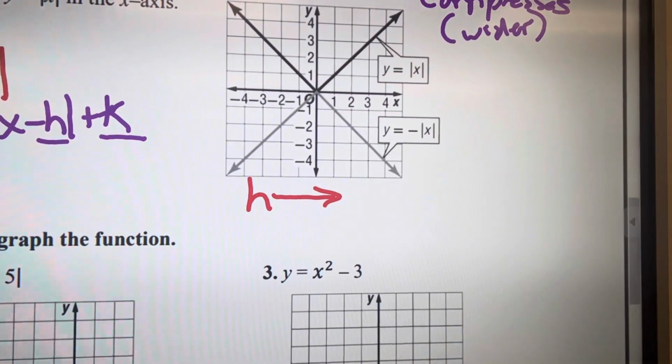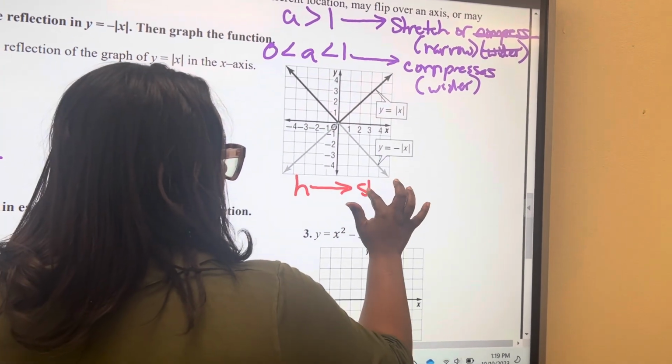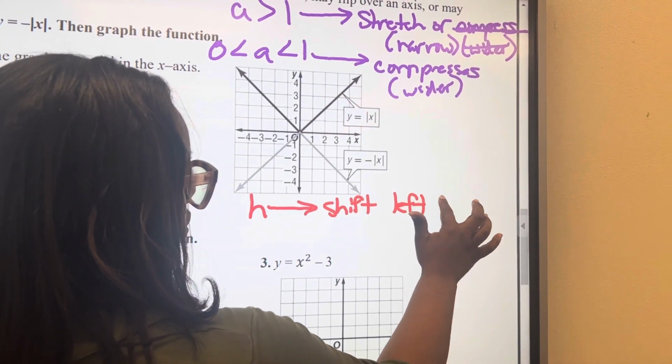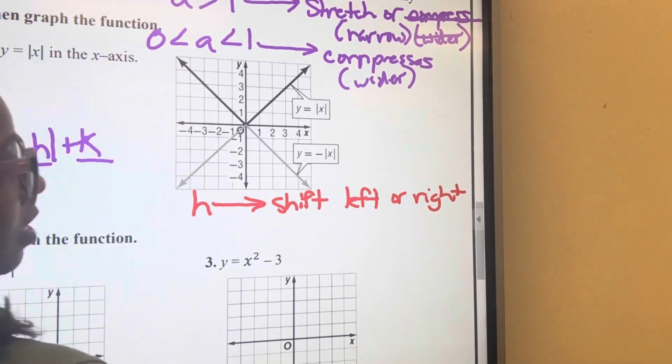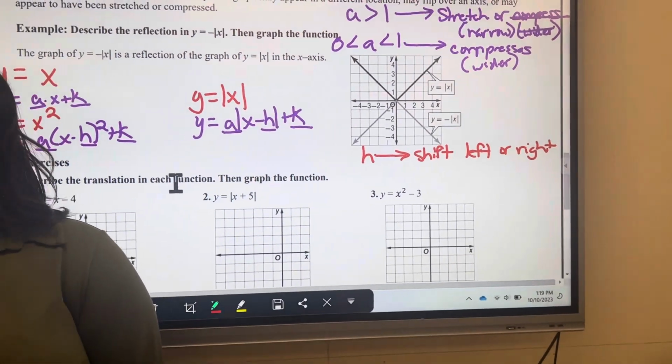So your H value is going to shift your graph. I'm going to put shift left or right. So how do I know which way it's going to shift? We've talked about that in this class before.